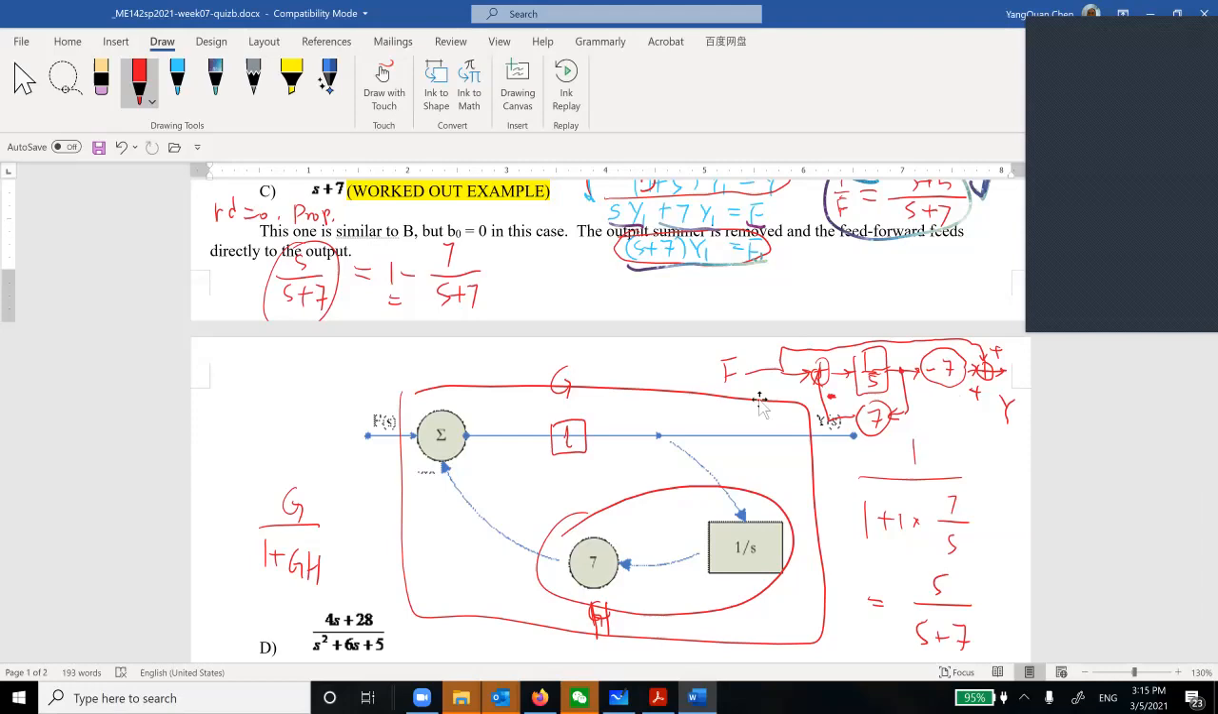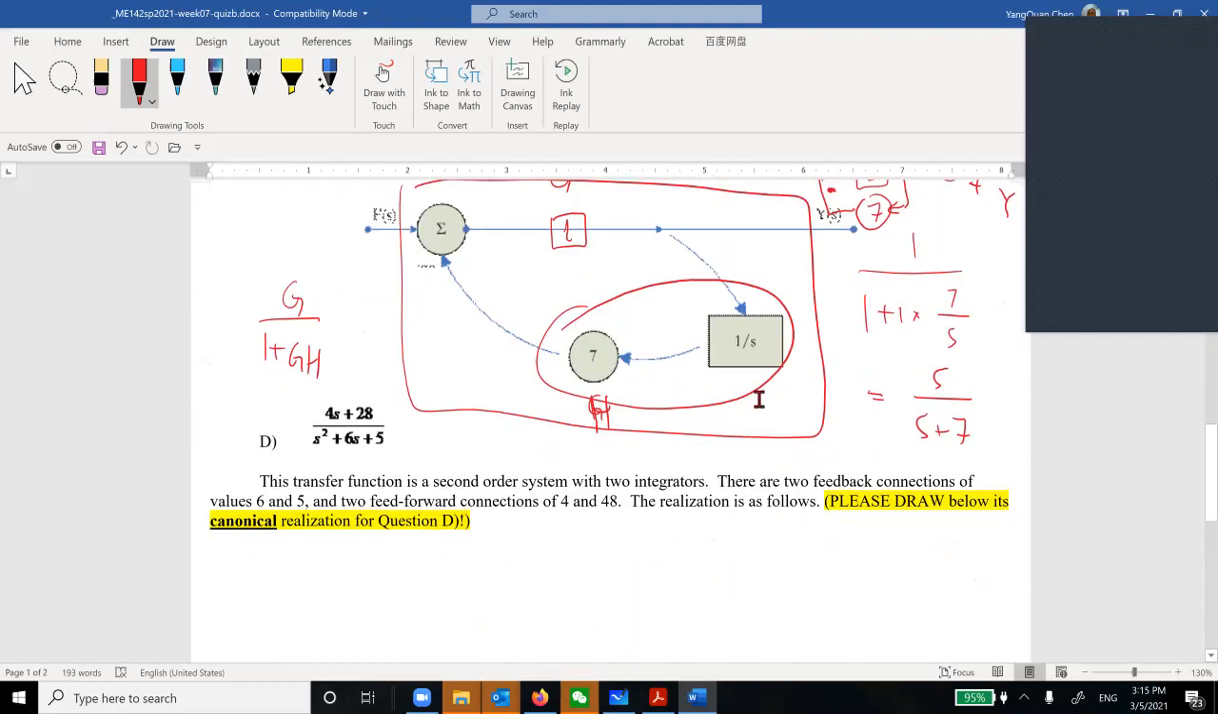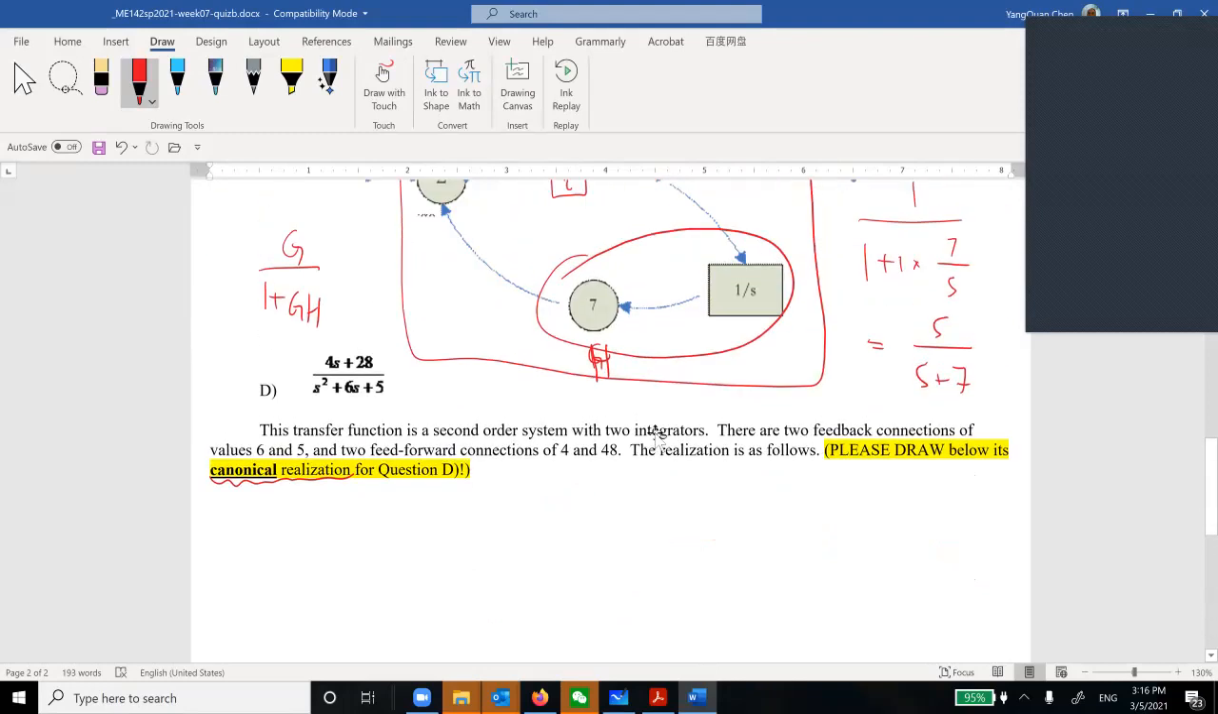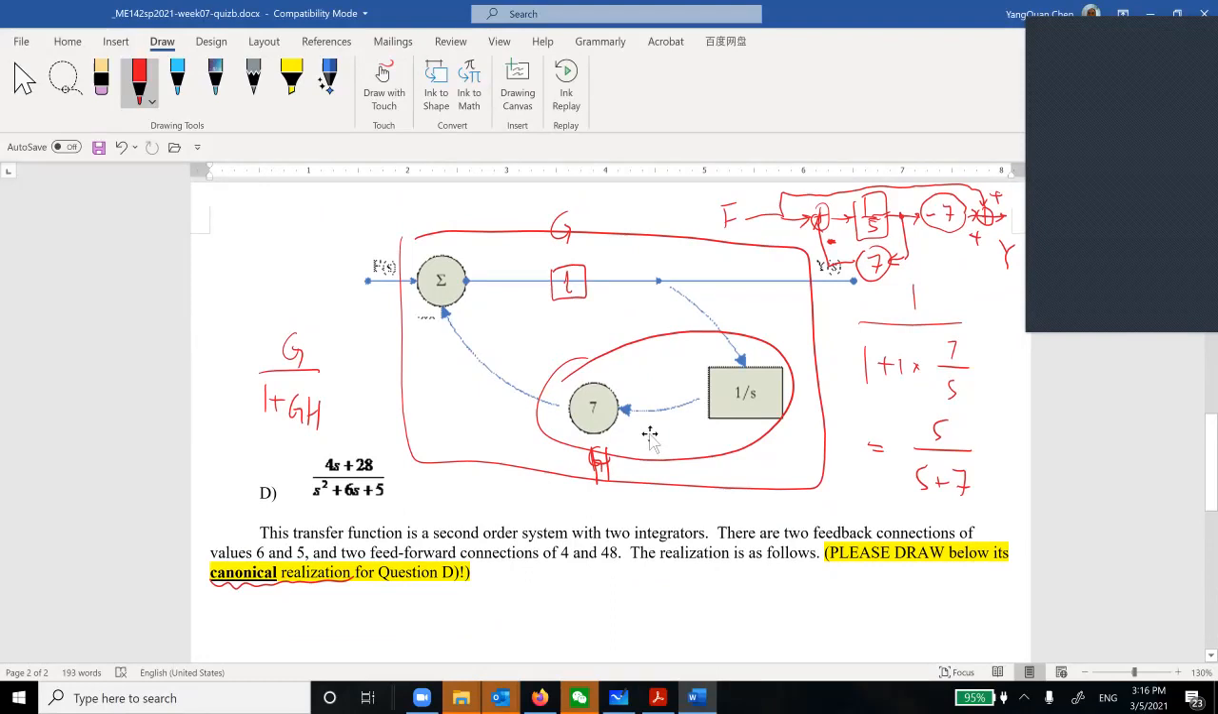But there is, so that depends on your taste, flavor, habit, preference. So what if I want you to do something called canonical realization? Canonical realization. So this is the one I want you to finish, okay? Again, you can only use, in this case, an integrator, gain, summation. You have three. You know, another realization.